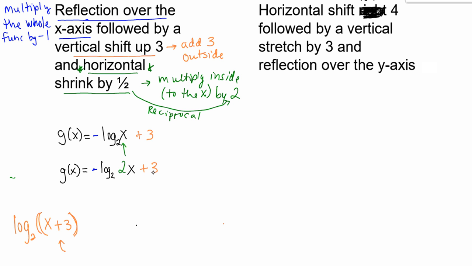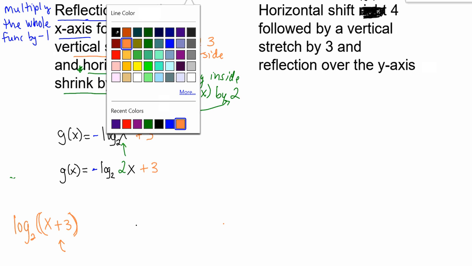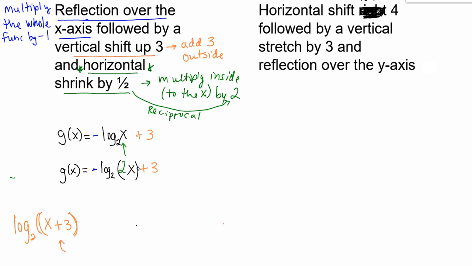Now, if you wanted to make it clear that that 2x was together inside the function, you can put a set of parentheses. Just do not include that plus 3 in the set of parentheses because that's outside the function. 2x is the inside. Either one is fine though. Or you can write it like this, and then that plus 3 is out to the side.